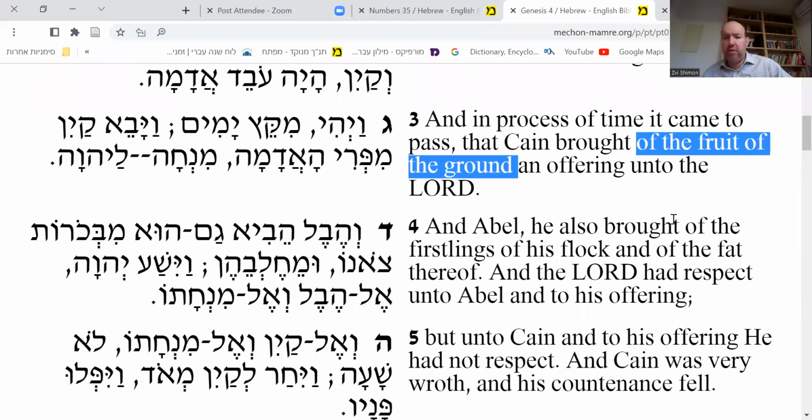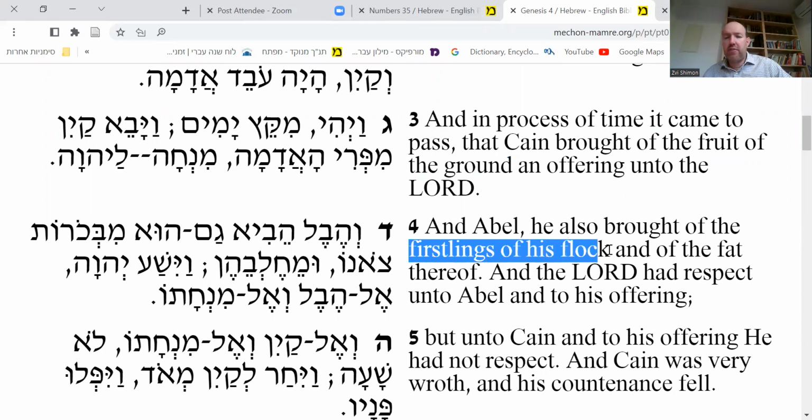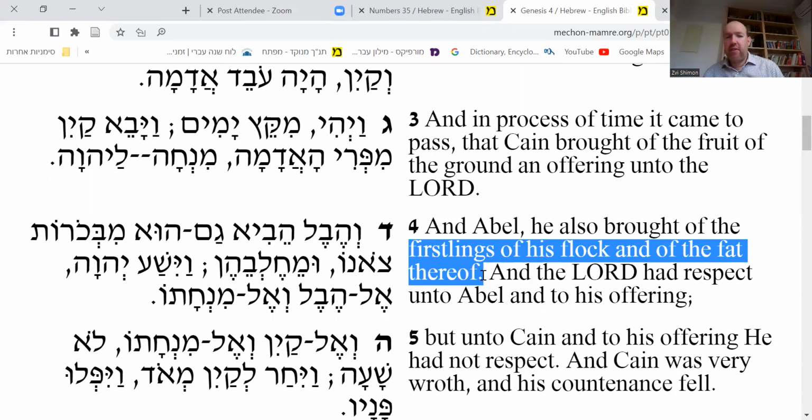Compare that to Abel. He also brought, but what did he bring? He didn't bring only of his flock, but rather firstlings of his flocks and of the fat thereof, the choicest pieces, right? So here, once again, we have asymmetry. In this instance, as far as the description of the offering, note these very minute details, but they're all of importance, right? And this once again creates an imbalance. Cain just brought from his fruit, but Abel brought from the firstlings of his flocks, the firstborn of his flocks, and the fat thereof, the choicest, right, the best of his sheep.